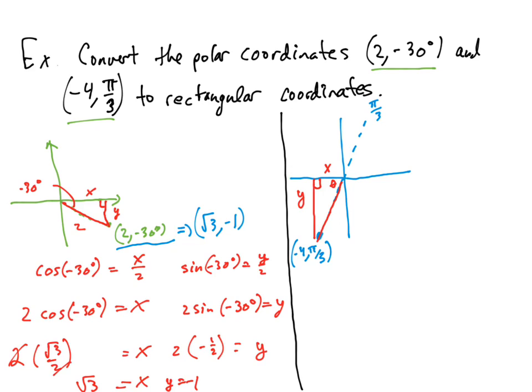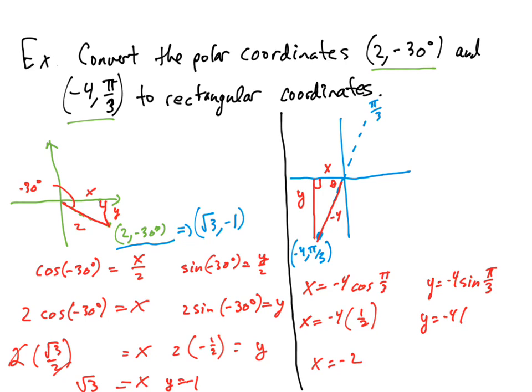Alright, so we need to figure out the x value and the y value. I'll just use the conversion. So x is equal to r. R is negative 4, cosine of pi over 3. Y will be negative 4 sine of pi over 3. So we get an x value equal to negative 4 cosine at pi over 3, that's 1/2. So x is equal to negative 2. Y is equal to negative 4, sine at pi over 3 is root 3 over 2. So we get a y value of negative 2 root 3.